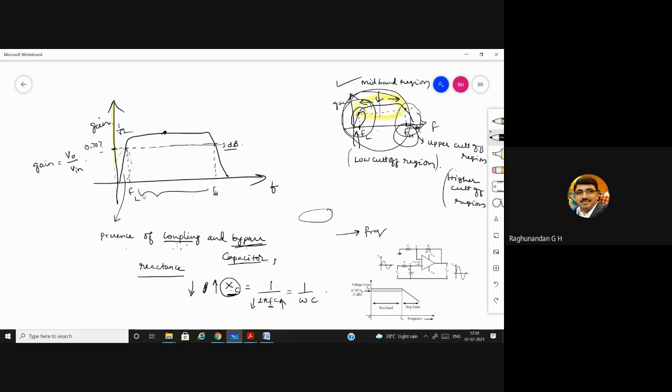Opposition is reduced means automatically the signal will increase and it is going to reach the maximum value. That region we call the midband region. Under this set of frequency range, there will be no effect of any kind of reactance. Almost all the capacitive reactance, junction capacitance, all the effects will be avoided. Since all of them are avoided, the gain will be maximum.